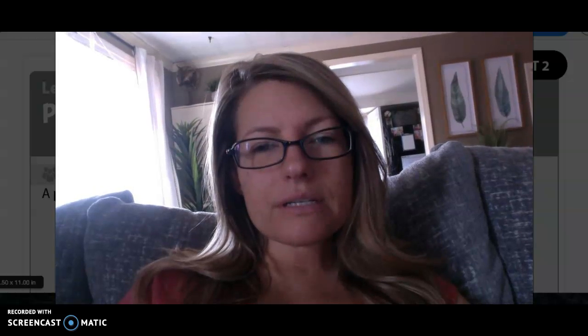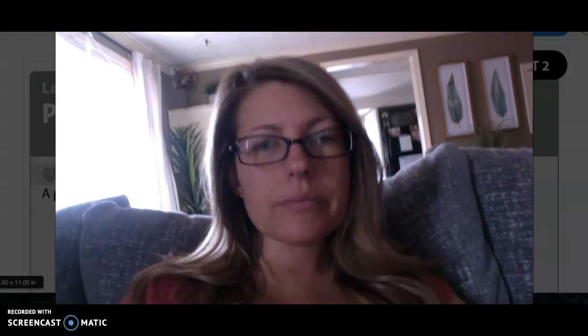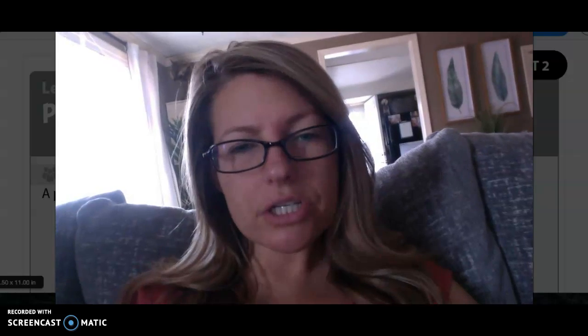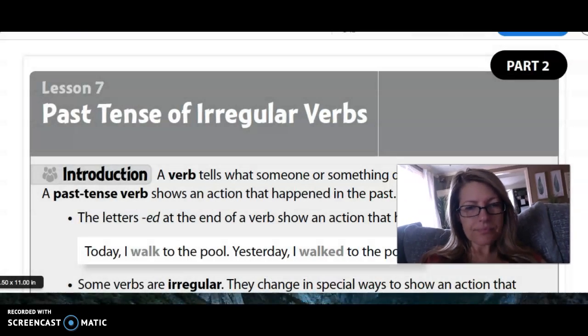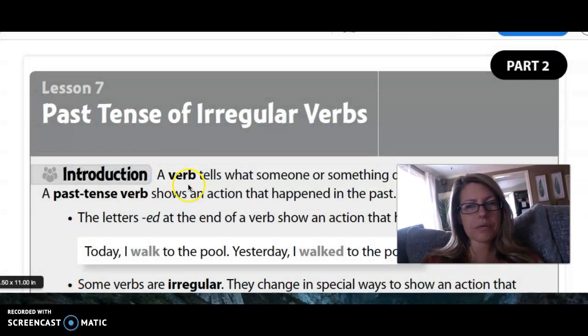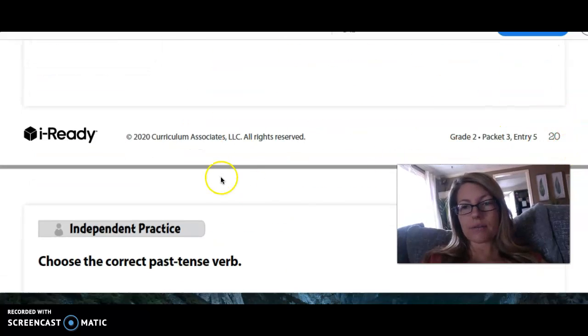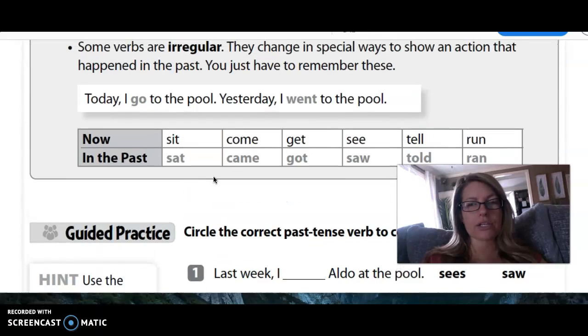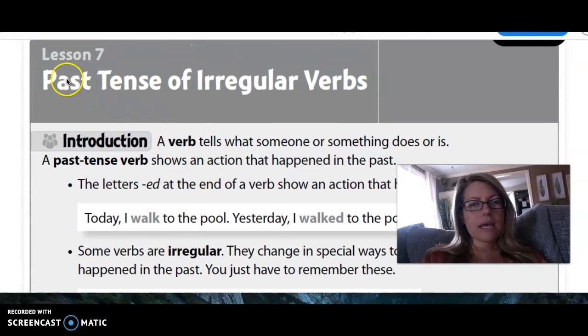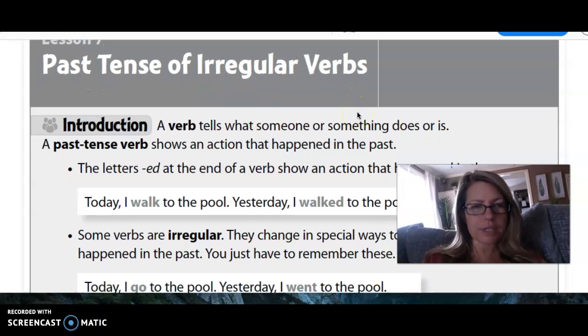Hi boys and girls, it is Wednesday and we are going to get started with the reading and language section of our packet. We are flipping to, for me, page 20 of our reading and writing section. It should say Lesson 7, Past Tense of Irregular Verbs.